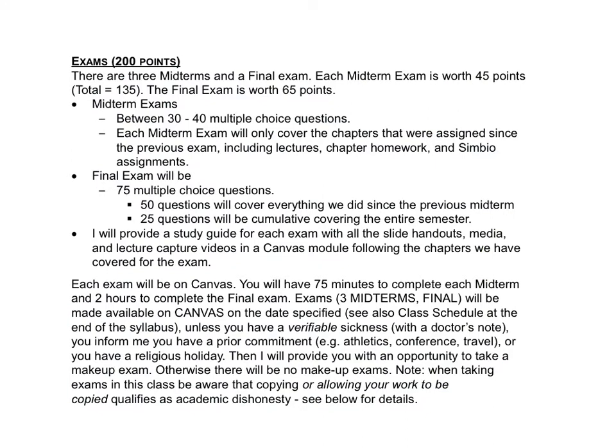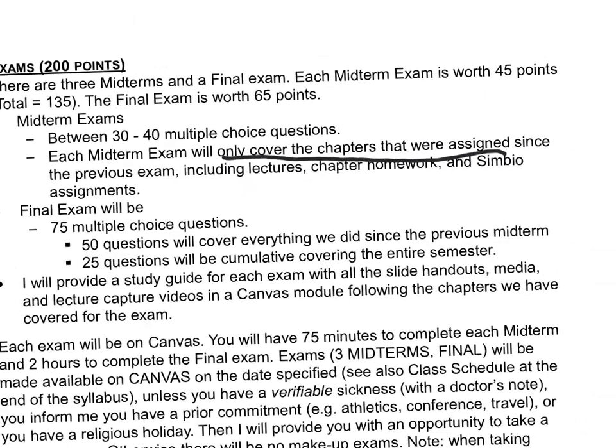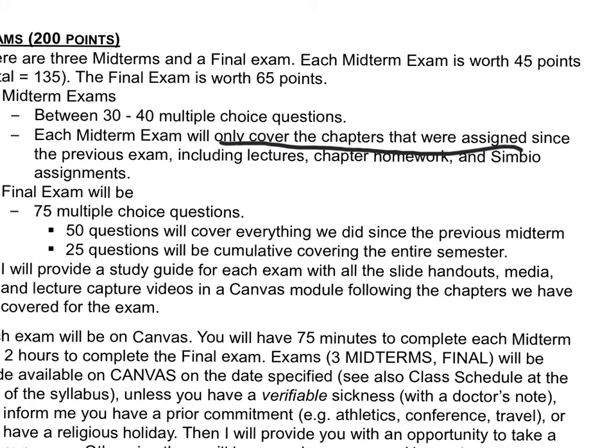Okay. So there are 3 midterm exams and 1 final exam. Each midterm exam is worth 45 points. That's 3 of them for 135. And then the final exam is worth 65 points. The midterms are between 30 and 40 multiple choice questions. Each midterm exam will only cover the chapters that were assigned since the previous exam. So the first midterm will cover chapters 1 through 5, the second 6 through 10, and so on.